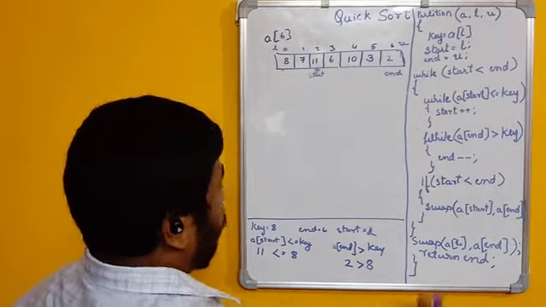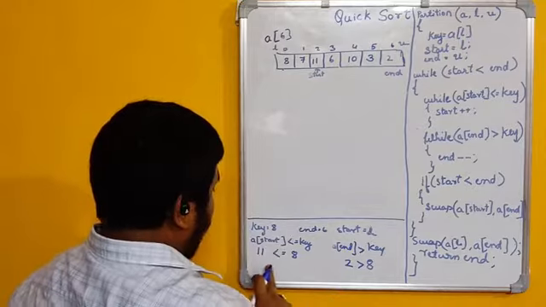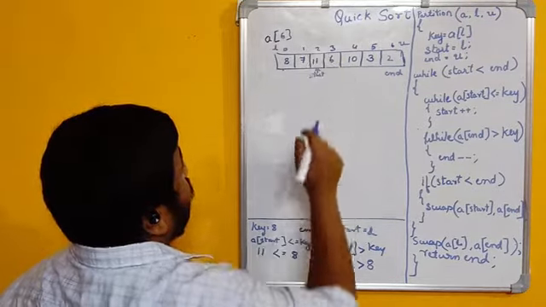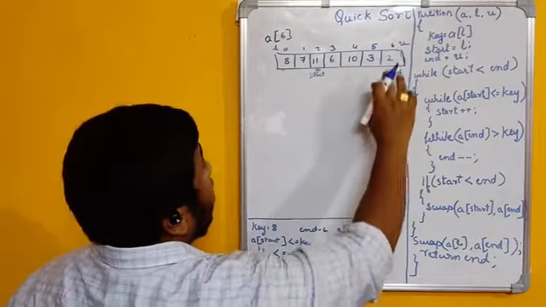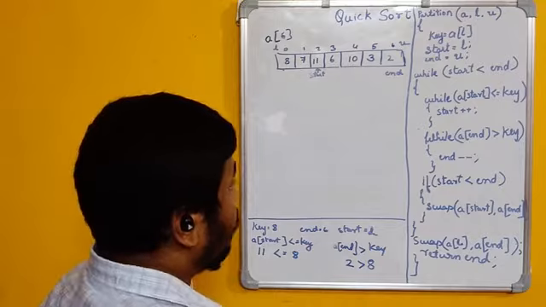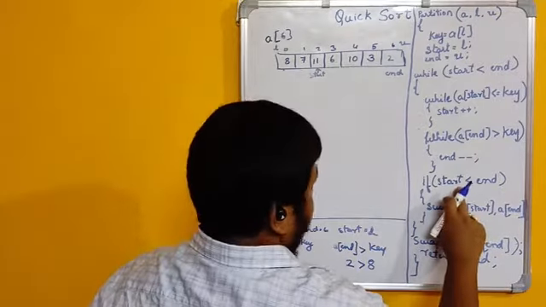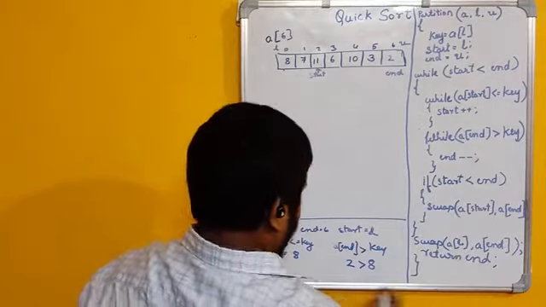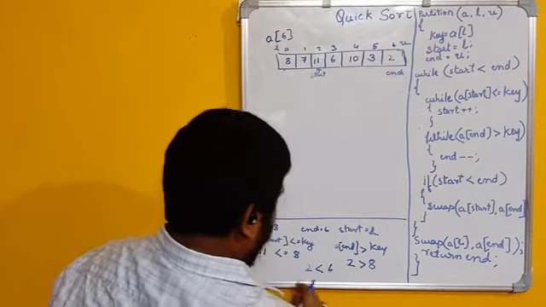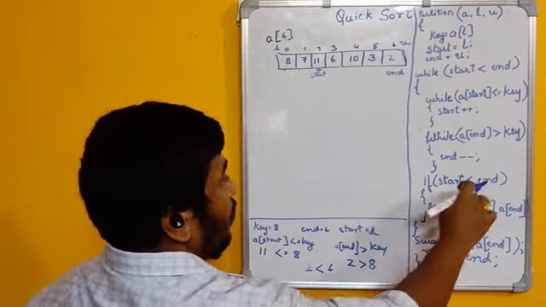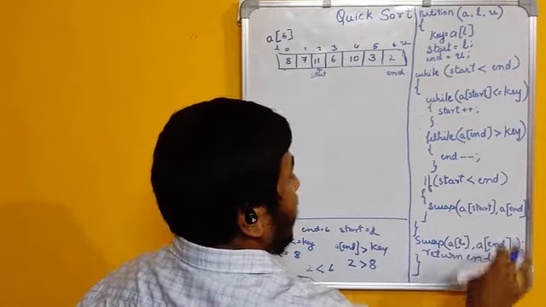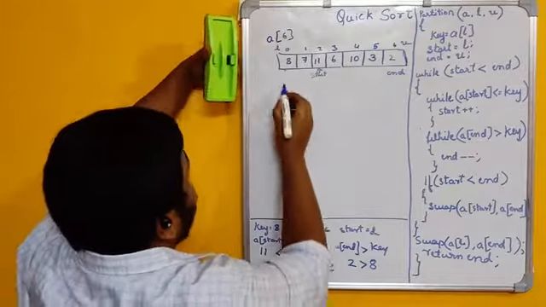Again we have to check whether start is less than end. Now our start is 2 and end is 6. So 2 is less than 6, and our condition is true. What we have to do? We have to swap A of start and A of end.